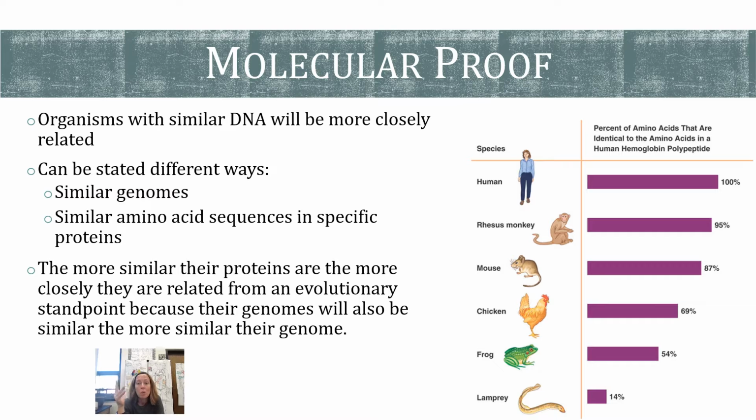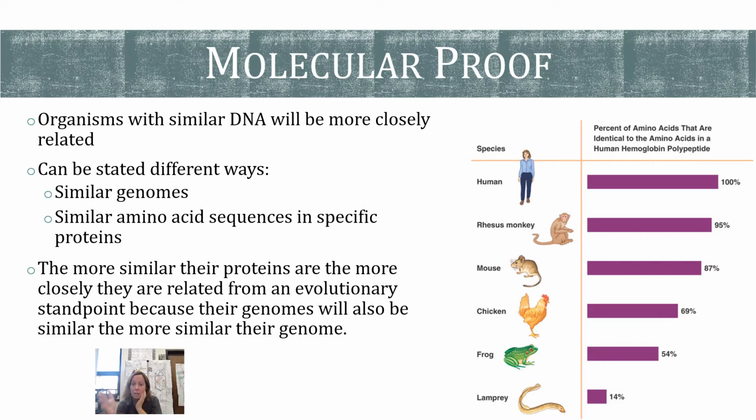For molecular proof, what we're looking for is that organisms with similar DNA will be more closely related. So we're going to look at their genomes. Remember, genome meant all of the DNA that an organism has. So we can say we're looking at their genomes, their DNA, or their amino acid sequence. Because remember, if things have the same amino acids and the same proteins, that means they have the same DNA, because that was where the directions for that came from. So the more similar their proteins are, the more closely they are related from an evolutionary standpoint, because that means their genomes are the same and they have the same DNA.